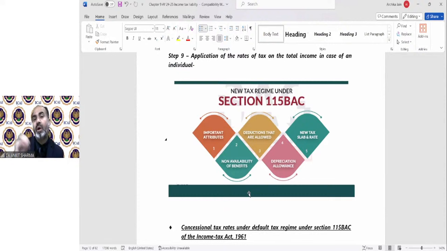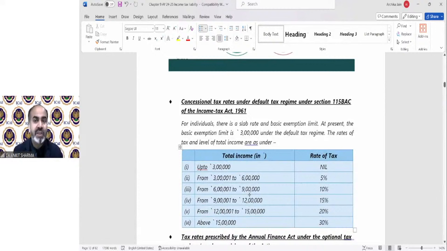What is the structure of rates under Section 115BAC? For an individual, there is a slab rate and a basic exemption limit. At present, the basic exemption limit is 3 lakh rupees under the default tax regime. The rates of tax and levels of total income are as under. Under the old tax regime, there is a basic exemption limit of 2.5 lakh, 3 lakh and 5 lakh, depending upon the person. If you are a senior citizen, it will be 3 lakh. If you are a super senior citizen, it will be 5 lakh. In any other case of an individual, HUF, AOP, BOI, AJP, it will remain 2.5 lakh. But under the default tax regime, that is Section 115BAC, the basic exemption limit for everyone is 3 lakh rupees. For an individual, the basic exemption limit is 3 lakh.